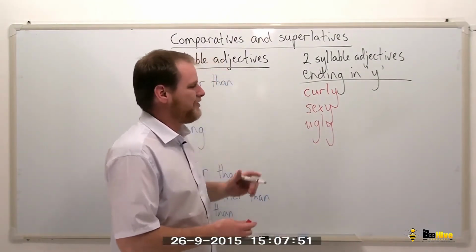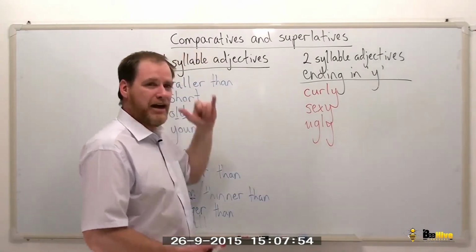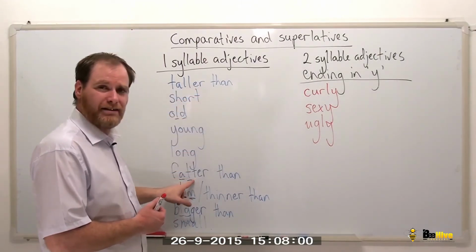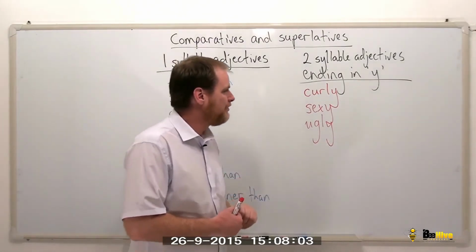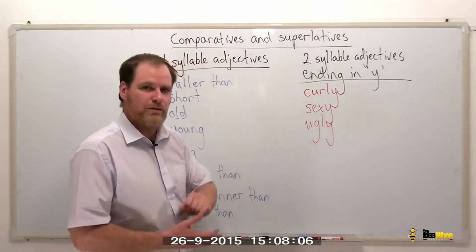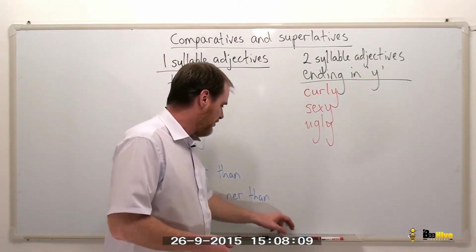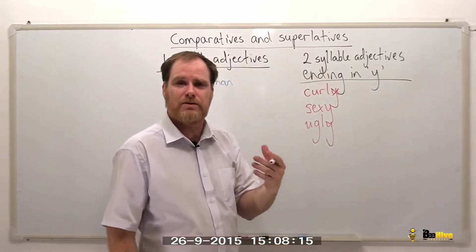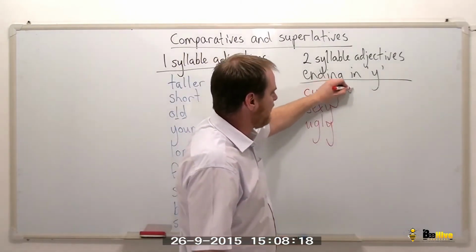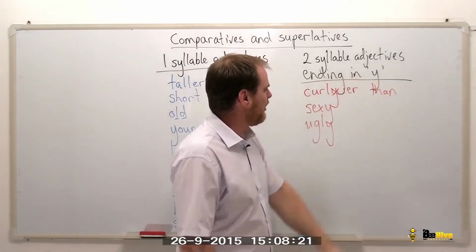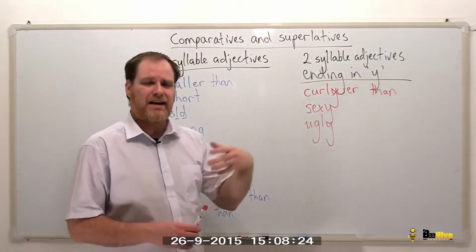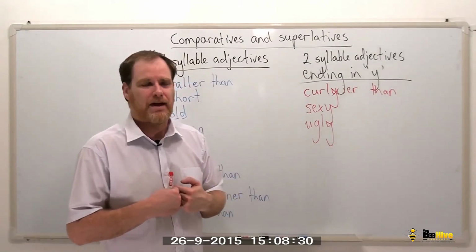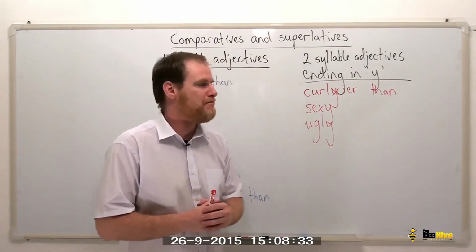So when we have this situation, what do we need to do to make our comparative? Here we add er, and sometimes we need to double the last consonant. But when we have two-syllable words ending in Y, what do we need to do? It's very simple again, but we need to cross out our Y and change it to I, and we add er plus than. Okay? So for example, my sister's hair is curlier than mine. Okay, my sister's hair is curlier than mine.